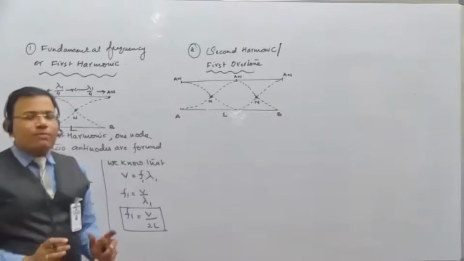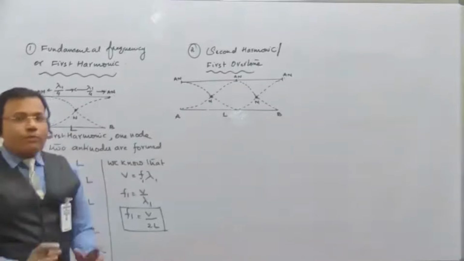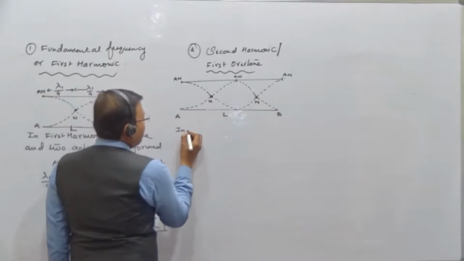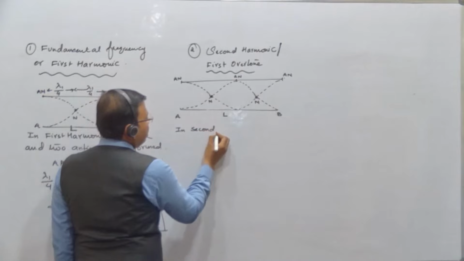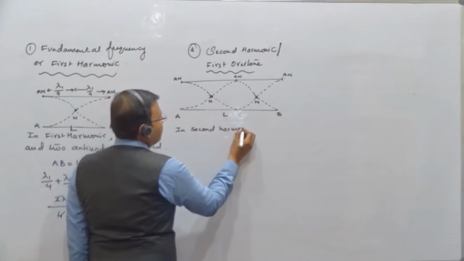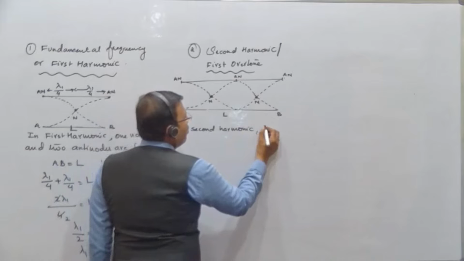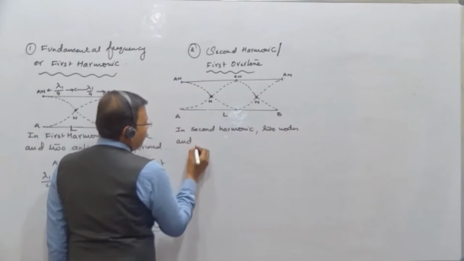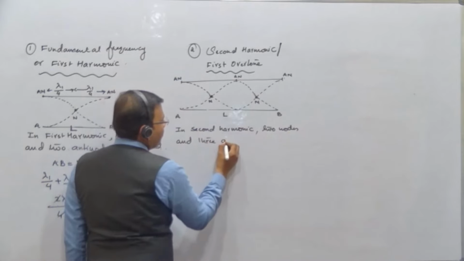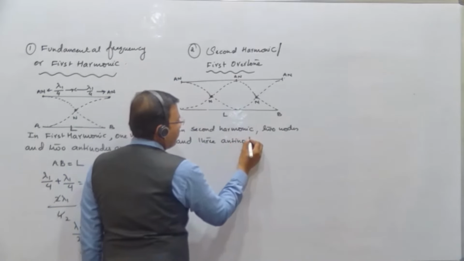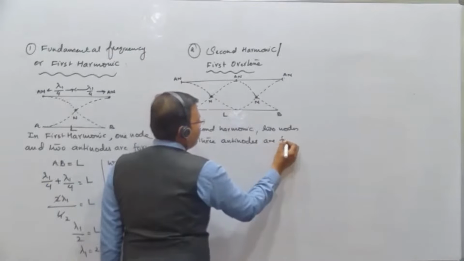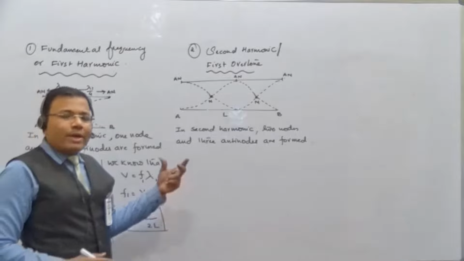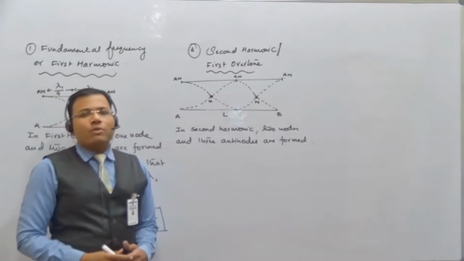So the first point, without any thinking, we should write the first point as: in second harmonic, two nodes and three antinodes are formed. Two nodes and three antinodes are formed. Now let us express the length of the tube in terms of the wavelength.